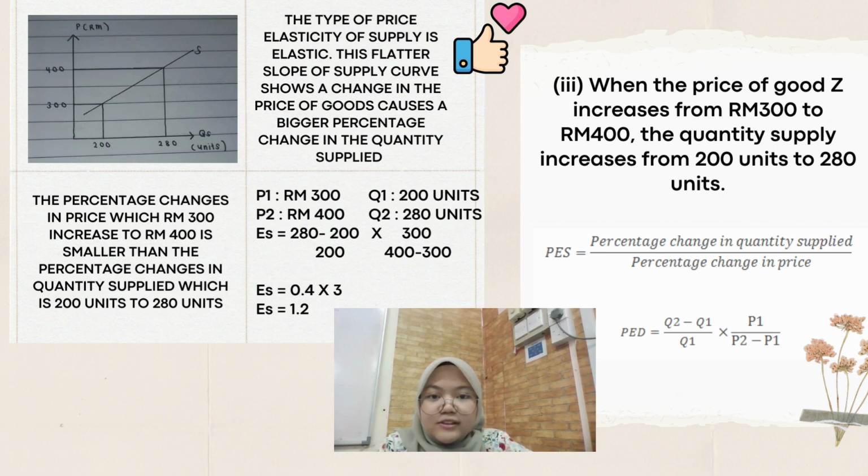The flattest slope of the supply curve on this slide shows the change in the price of goods causes a bigger percentage change in the quantity supplied. The percentage change in price, which is RM300 increased to 400 ringgit, is smaller than the percentage change in quantity supplied, which is 200 units to 280 units.